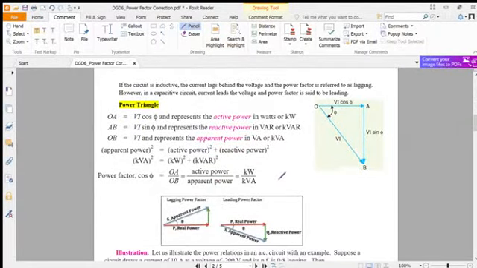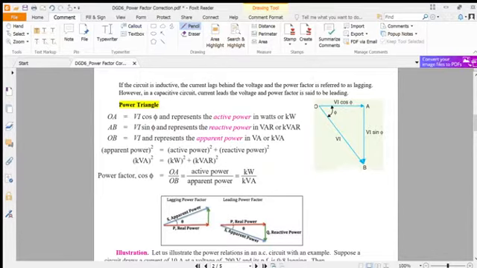Here we see the power triangle. We already know this is the active power, P equals VI cos theta, the vertical component is the reactive power, and this is the apparent power. According to the formula, kVA squared equals real power squared plus reactive power squared. The power factor cos theta is defined as the cosine of the angle between voltage and current. The horizontal component is the active power, VI cos theta.